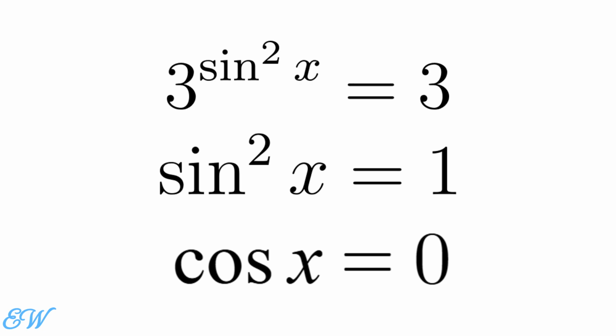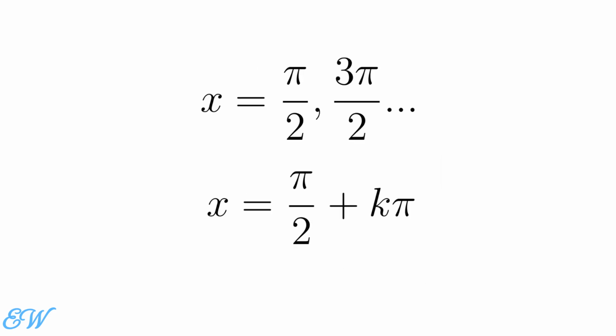Now we can take our second case, which was u is equal to 3. And 3 to the sine squared x is equal to 3 is our case. And 3 is just 3 to the power 1. So we can say that sine squared x is equal to 1. And now we know that sine squared of x plus cosine squared of x is equal to 1. And if we know that sine squared of x is equal to 1, then we know that cosine squared of x is equal to 0. So we take the square root of both sides of that, and we get that cosine x is just equal to 0.